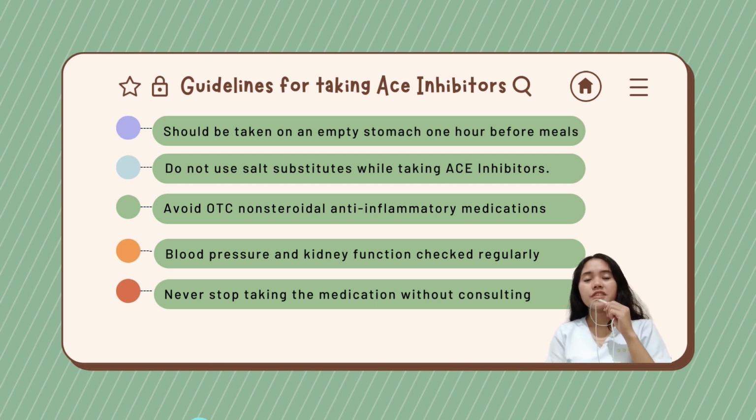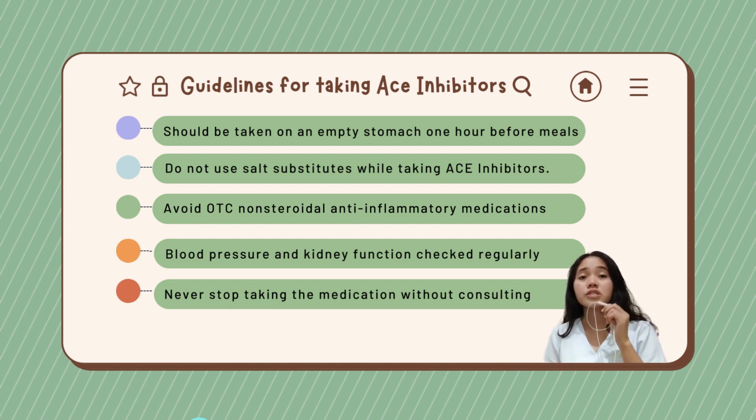Now, let us be informed about the important guidelines for taking ACE inhibitor medications. ACE inhibitors should be taken on an empty stomach, 1 hour before meals. You should follow the label directions on how often you need to take this medication. The number of doses you take each day, the time allowed between doses, and how long you need to take the medication will depend on the type of ACE inhibitor prescribed as well as your condition.